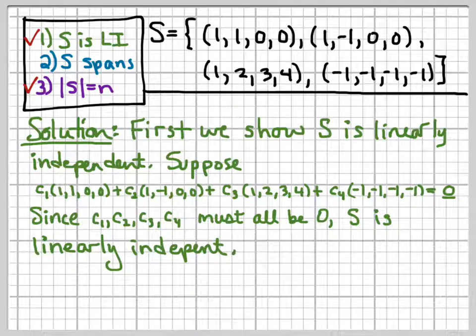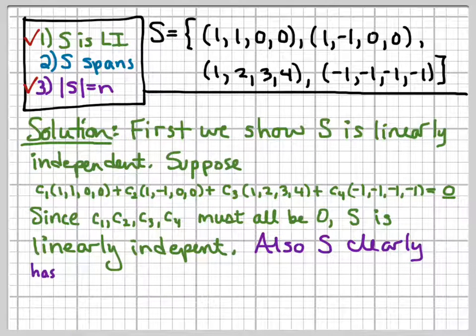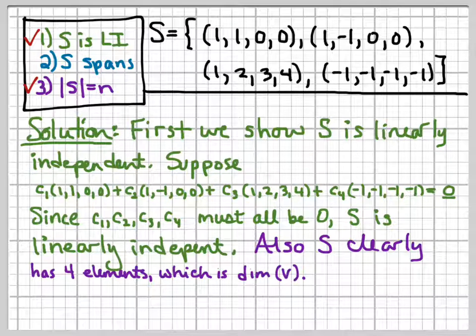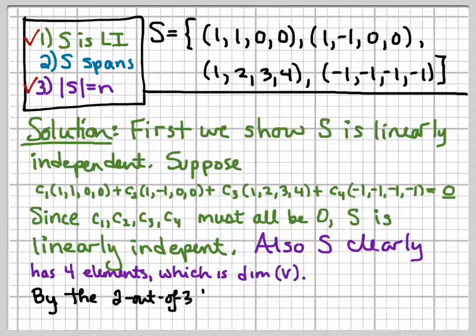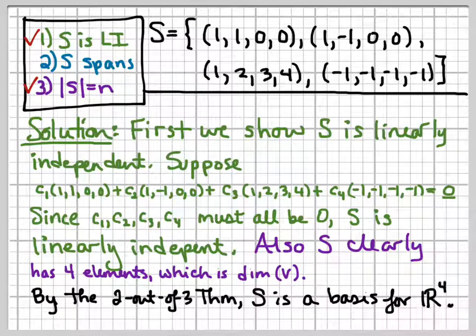So as long as I get any 2 of those, then I'm done. Now for my write-up of my solution, I should also mention, like I put a check mark next to S having n elements, but I need to write that down. So also, S clearly has 4 elements, which is the dimension of V. Okay, so I've shown 2 out of the 3. So by the 2 out of 3 theorem, S is a basis for R4. Okay, and that shows you the 2 out of 3 theorem and how to use the 2 out of 3 theorem.